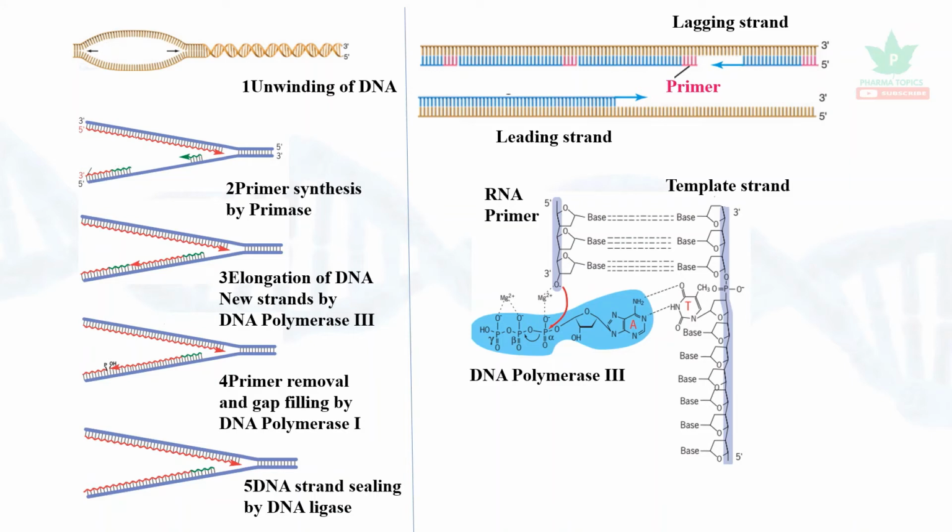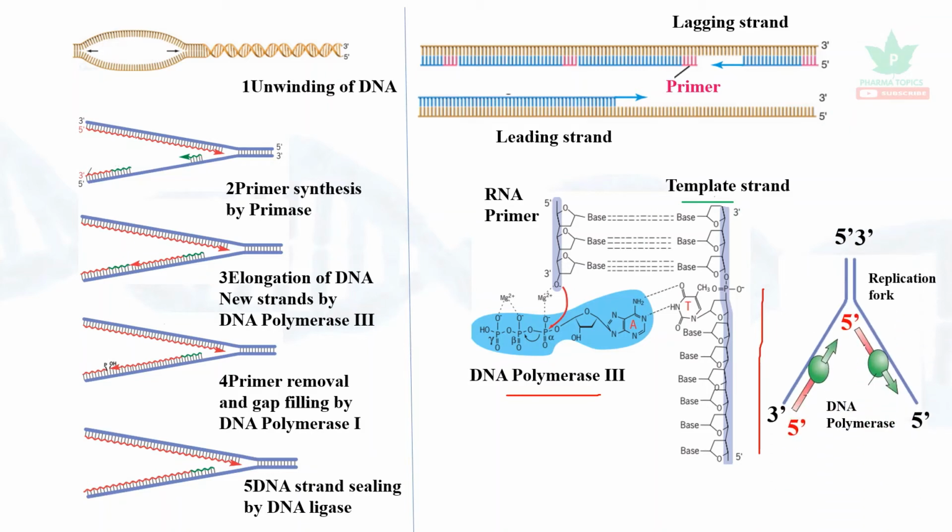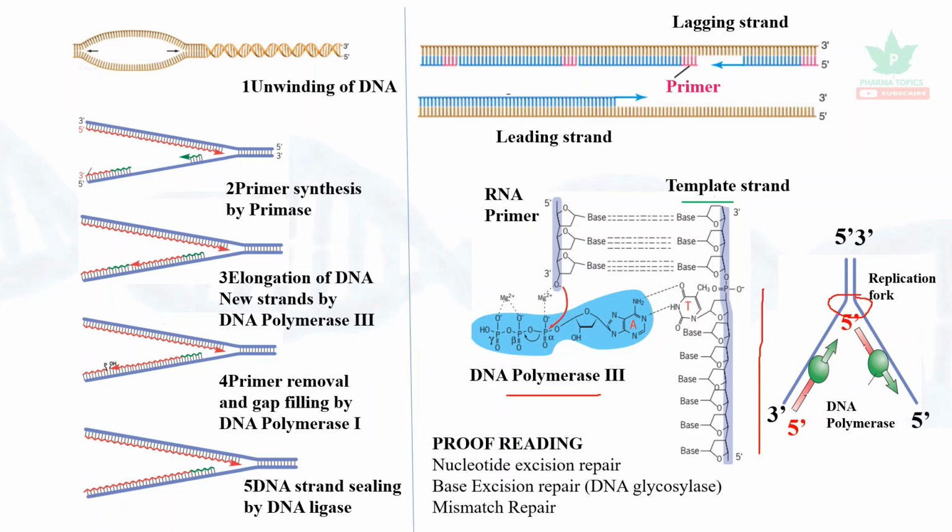The RNA primer will get attached to the template strand. It will attach its 3' end to the 5' end of the template strand, and DNA polymerase 3 recognizes the RNA primer and starts its elongation. So it will appear like this. Helicase will create a replication fork.